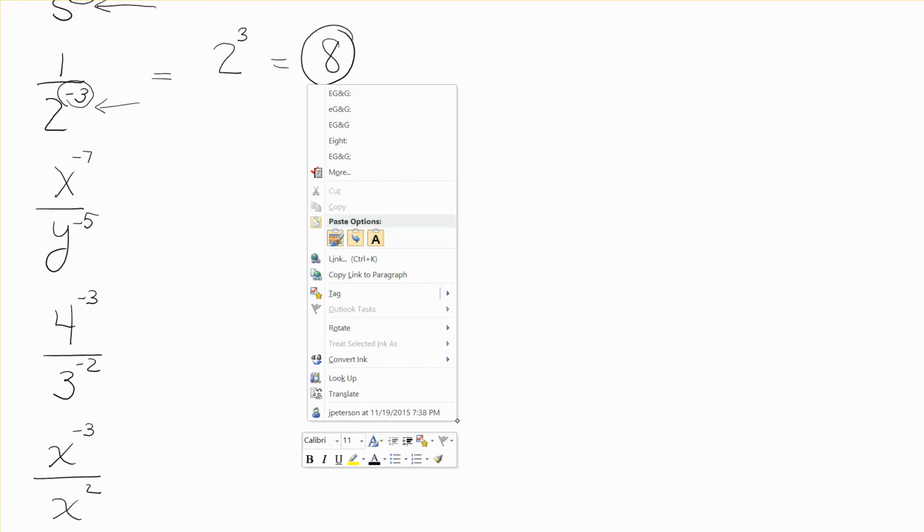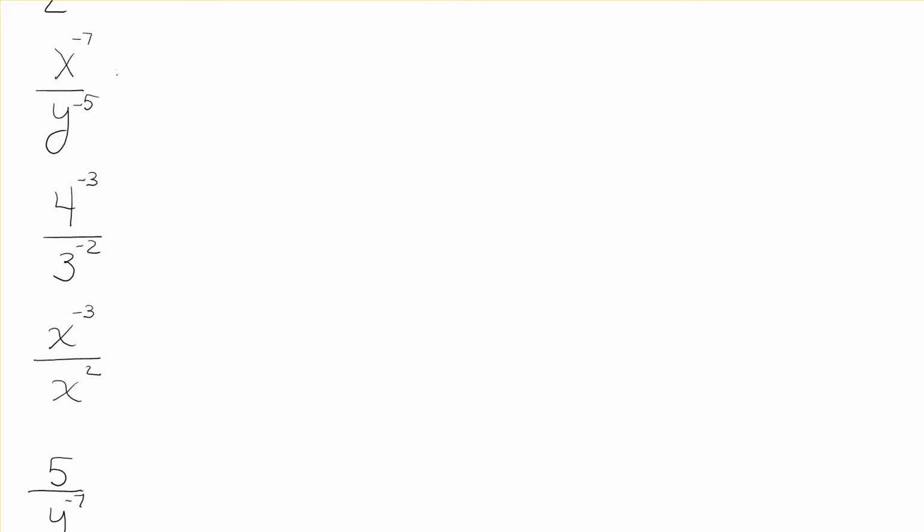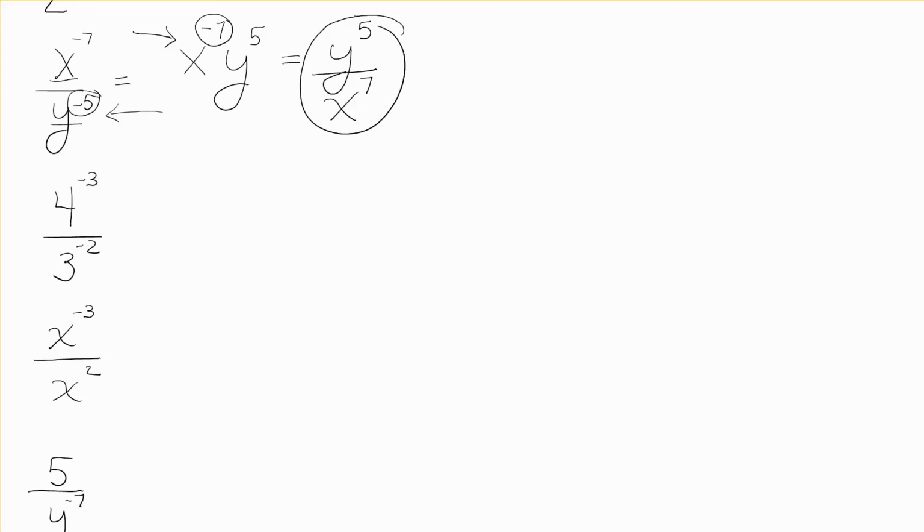All right, our next example, we're going to have to use the quotient property. Maybe not. We don't have the same base, so we can't even use the quotient property. So what we're going to have to do is take everything in the denominator that has a negative exponent and move that into the numerator. So we get x to the negative 7 times y to the 5th power, and remember to change that exponent to a positive. And then you notice we have something in the numerator that has a negative exponent. And according to our other rule, negative exponents in the numerator move and become positive exponents in the denominator. Okay, so this is our final answer here.